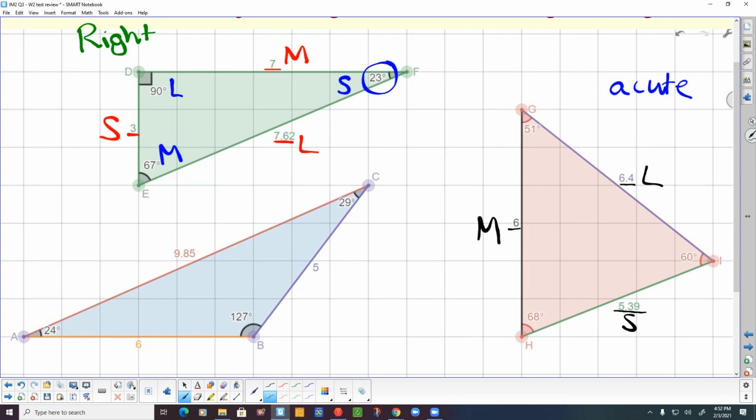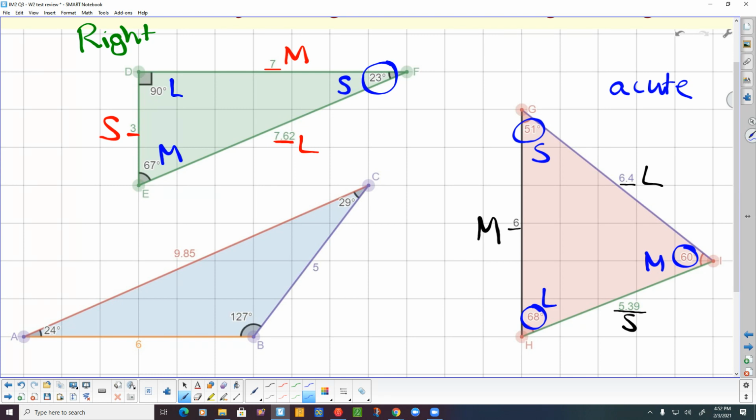How about the angles? 51 is my small angle. 60 is my medium, and 68 is my large. Now you look at those numbers and say they don't add up to 180. That's because this computer program rounds off to the nearest tenth, and it really should be 180 degrees. But these numbers are close. Do you see the pattern yet?